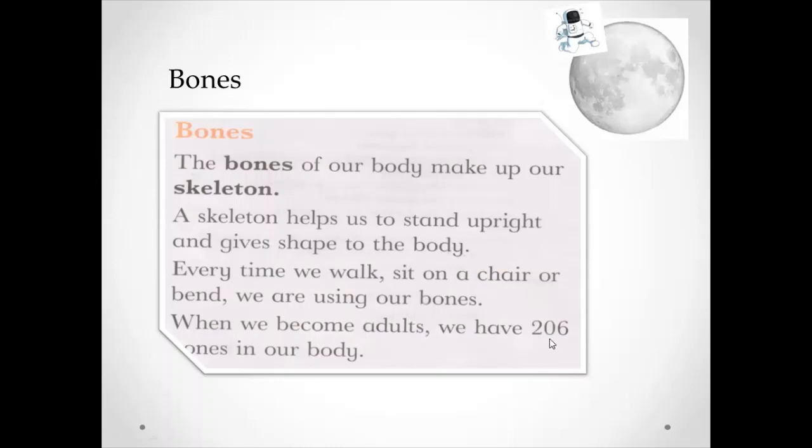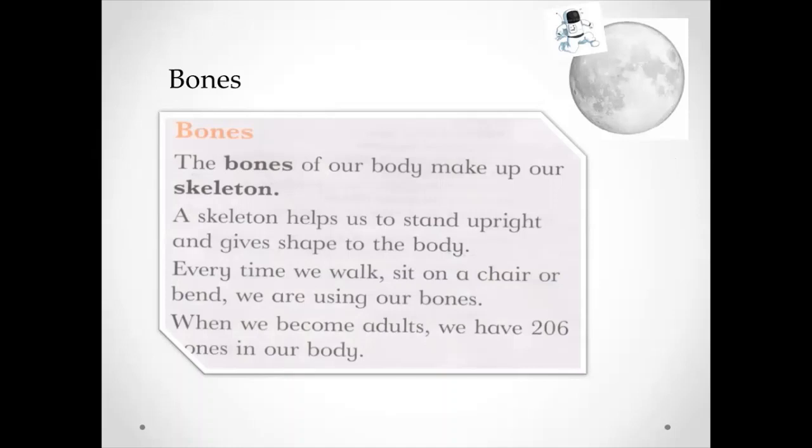That is the main point to be noted. The adult human body has 206 bones. But do you know, at the time of birth, the human body has more than 270 bones. As one grows, many of these bones fuse together and thus reduce to 206 bones.